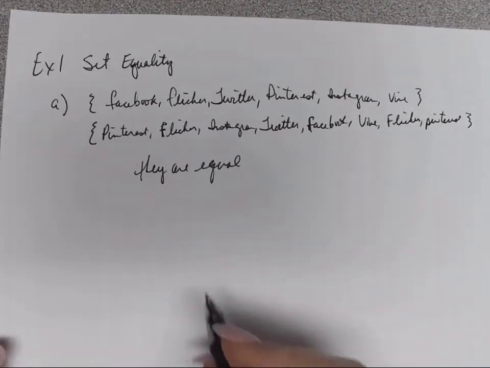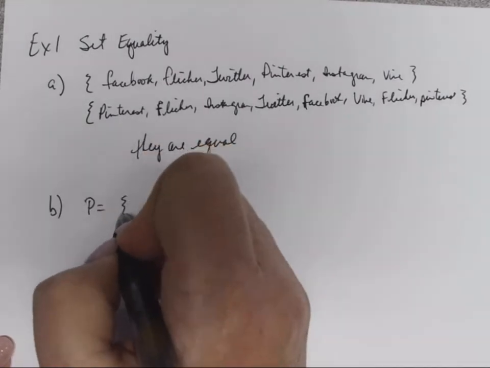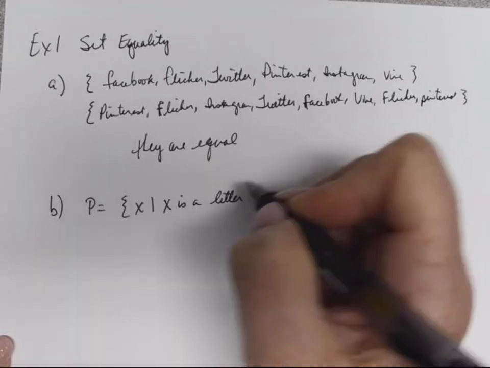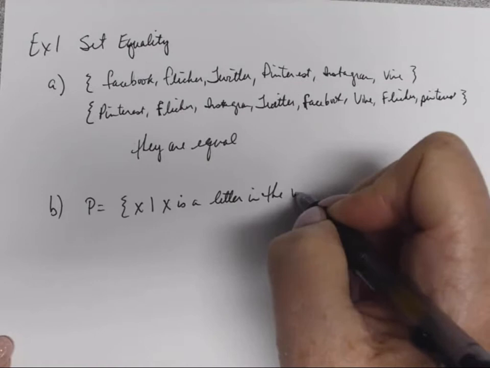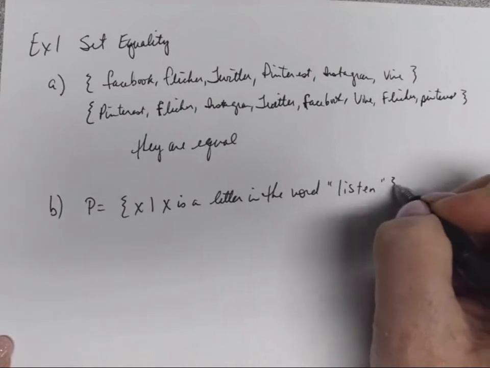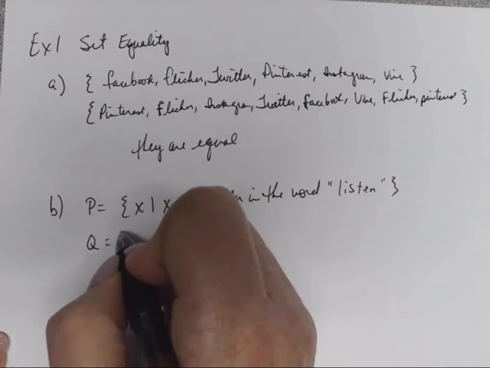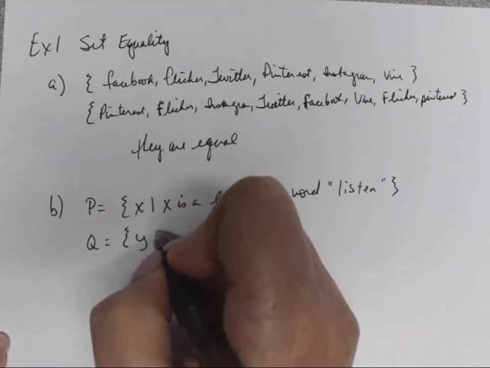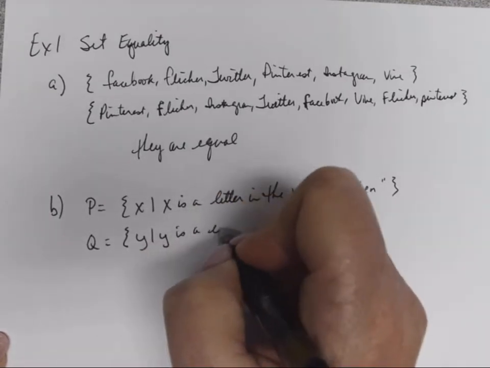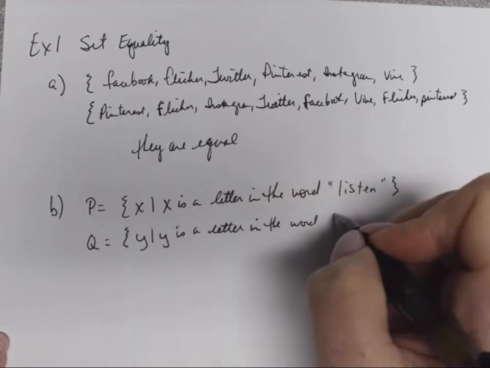Okay, let's look at part B. So if we have P is equal to the set of X such that X is a letter in the word listen, and we have Q is equal to the set of Y such that Y is a letter in the word silent.